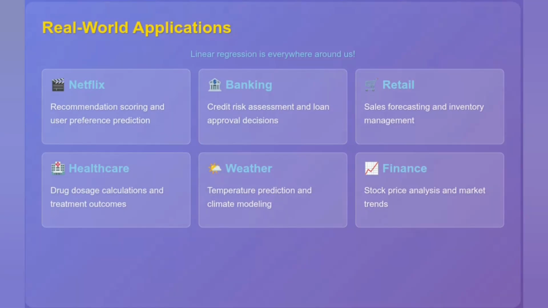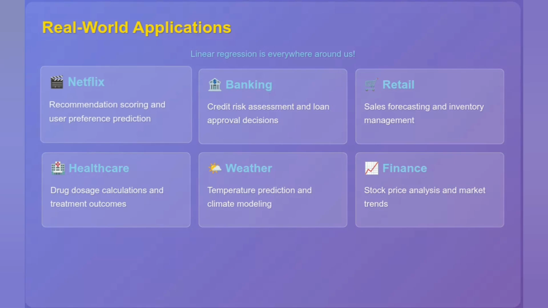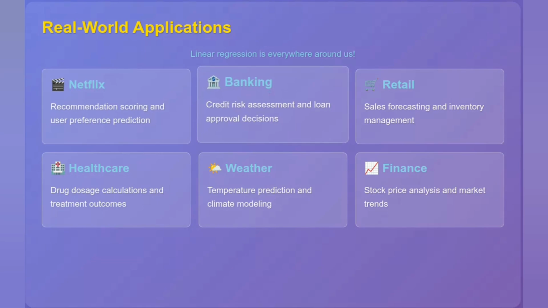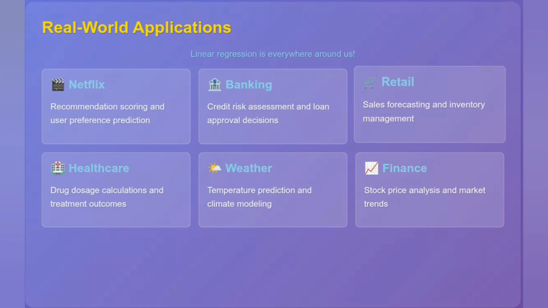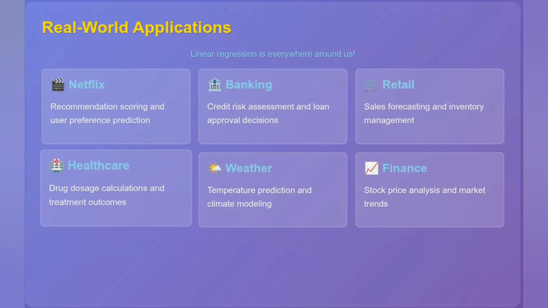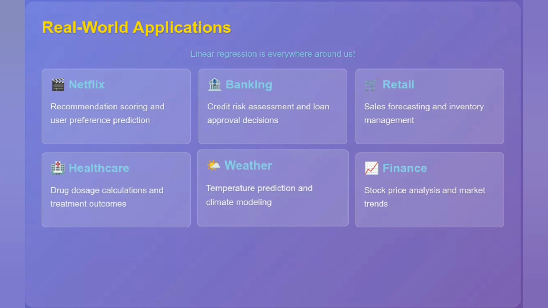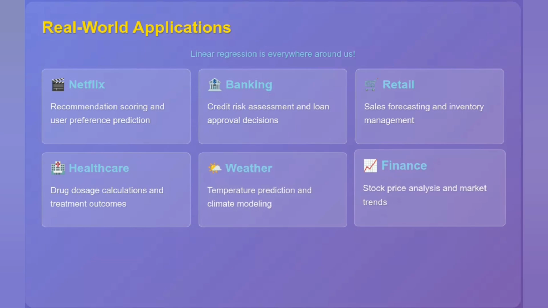Linear regression is everywhere in the real world. Netflix uses it for recommendation scoring. Banks use it for credit risk assessment. Retailers use it for sales forecasting. Healthcare uses it for drug dosage calculations. Weather services use it for temperature prediction. Stock markets use it for price analysis. Anytime you need to predict a number based on other numbers, linear regression might be your answer.